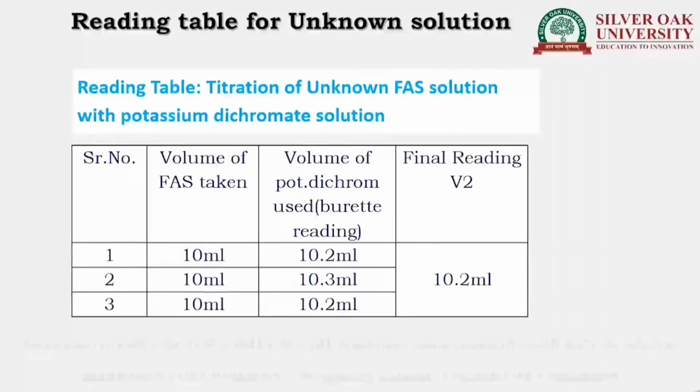So here our reading table is titration of unknown ferrous ammonium sulfate solution with potassium dichromate solution. Number 1 reading is 10.2 ml and second reading is 10.3 ml and our third reading is 10.2 ml. So here as 10.2 ml is repeated two times, we will consider 10.2 ml as our final reading and it is our V2.